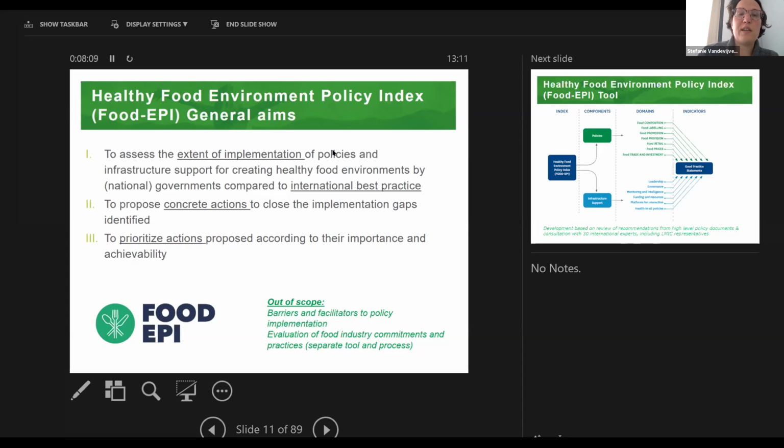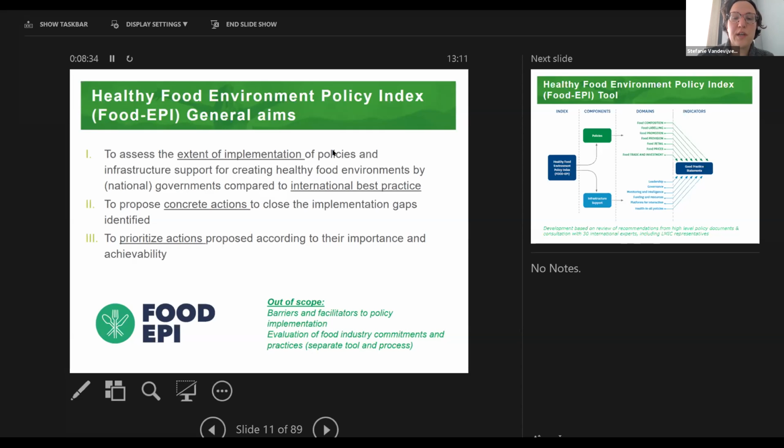Then you get a sense of what the implementation gaps are at the country level. Based on those, the idea is to propose concrete actions. And the last step is to have a prioritization of those actions, because usually a long list of actions is proposed. So that's broadly the aims.